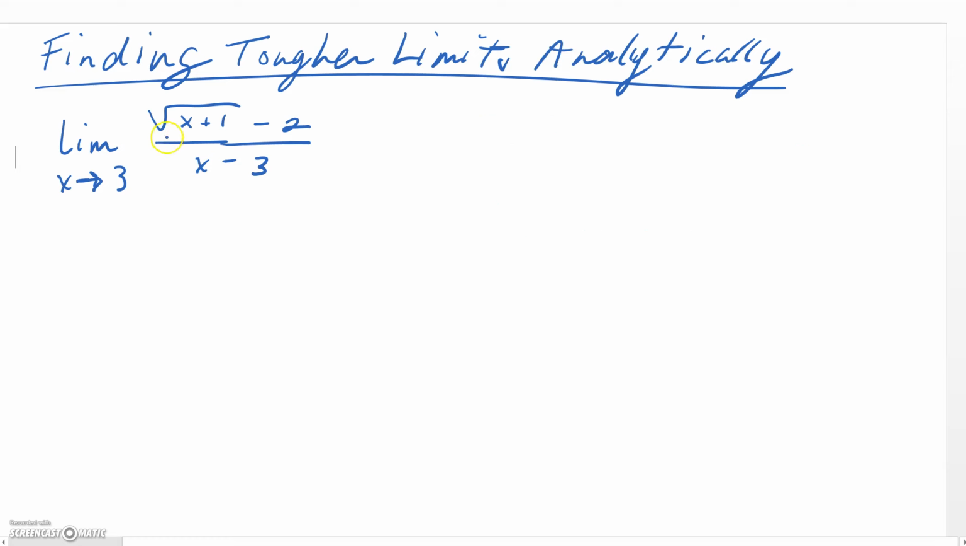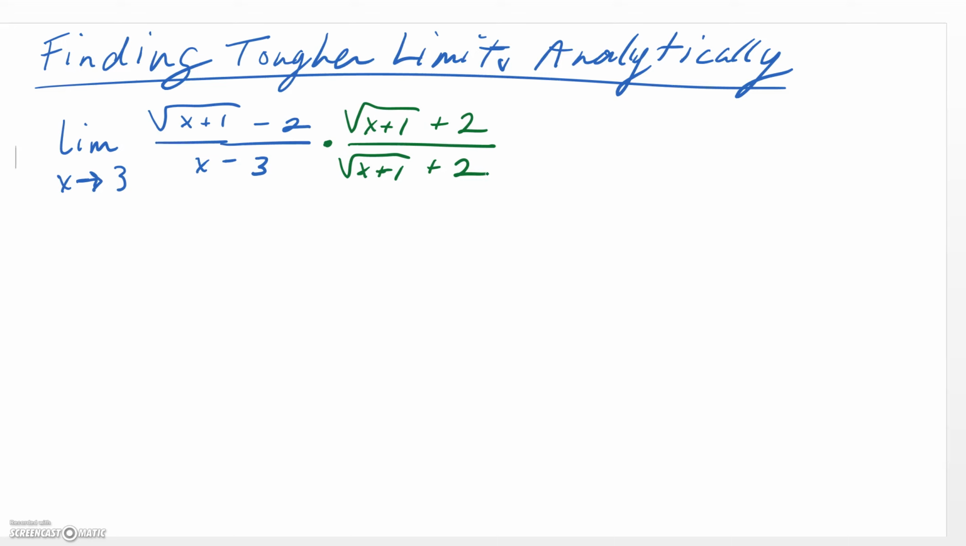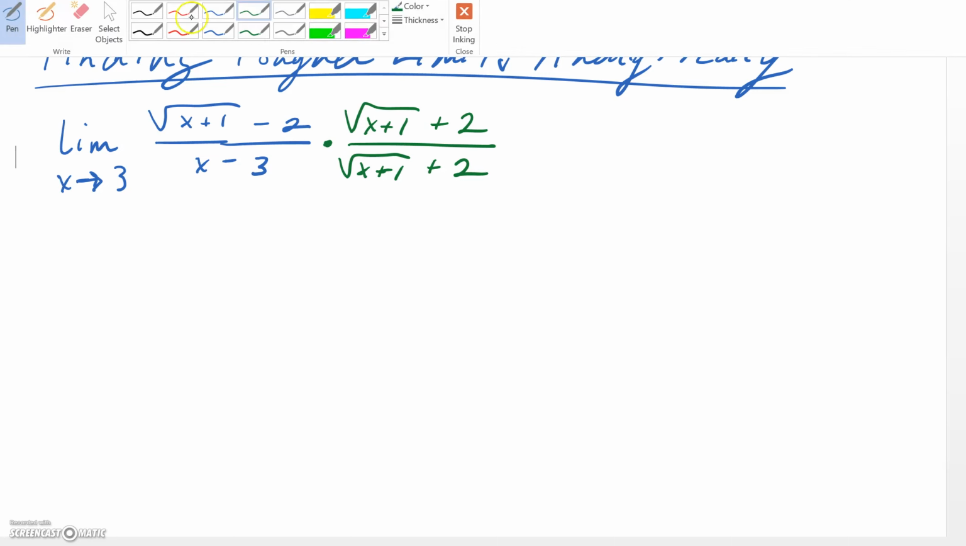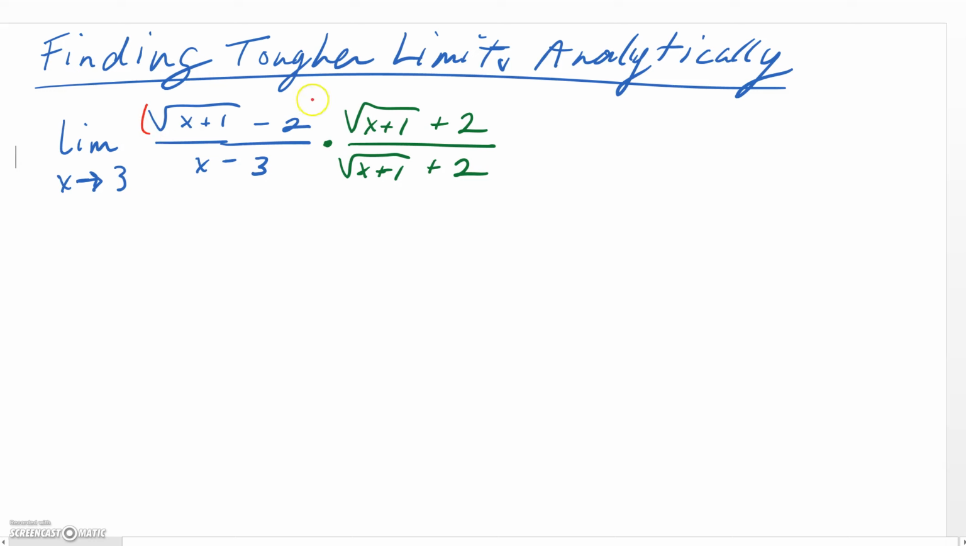So a limit like this, where we have a radical in the numerator, can be handled if we do the following. We are going to multiply by the square root of x plus 1 plus 2 over itself, like that. And this is going to get rid of the radical in the numerator, as we'll see in a moment. Now, this has a nice form if we go back to algebra and think about a minus b times a plus b. That's the form we have here, essentially. And that form is a difference of squares if we've factored.